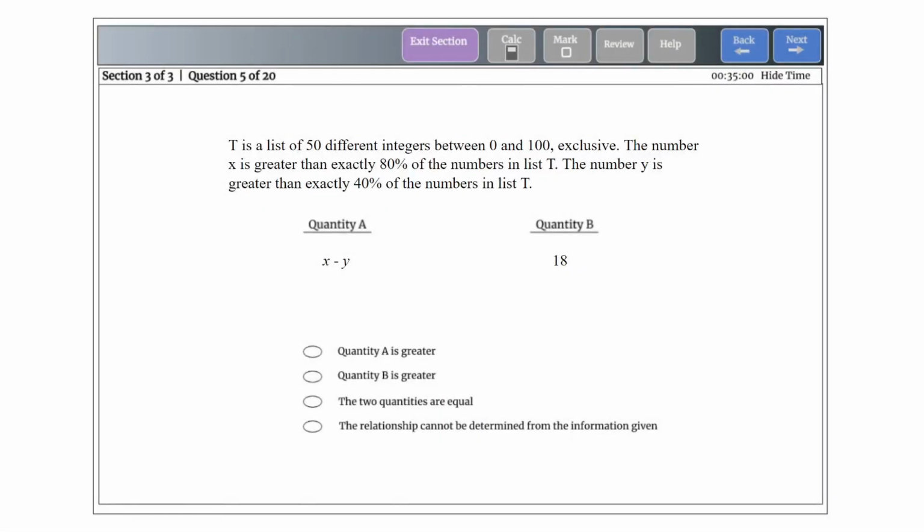So if I do go ahead and change the problem to read as 50 different integers between 0 and 100, then precisely what we were talking about before will happen. The closest you can pack those numbers is something like 1, 2, 3, 4, right? Just a list of positive integers. And when you do that, the closest you can get X and Y, or the smallest you can make the difference between X and Y, which is what quantity A is asking for, is 20. And so in that case, A is always going to be greater than quantity B.